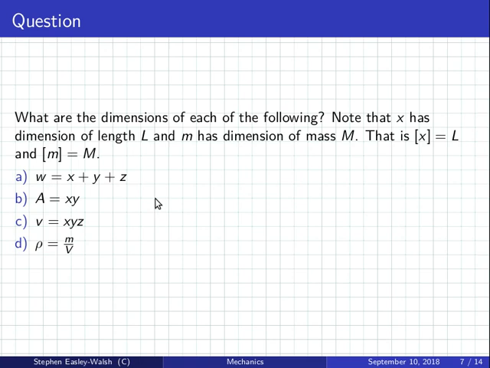Yeah, but what about Y and Z? What dimensions are they? They must be the same because you're adding them. So they all have to be length if X is length. Which means W has to be length then. Yeah, you get the idea?